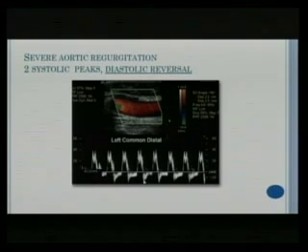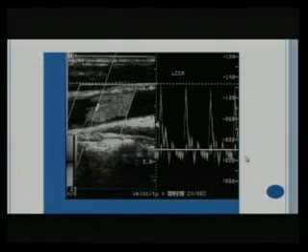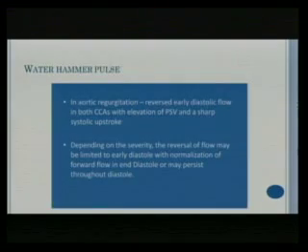So two systolic peaks associated with a diastolic reversal, and that is seen in severe aortic regurgitation. So this is again one systolic peak, two systolic peaks, but diastolic reversal. Now we come to the fourth type, which is the water hammer pulse.